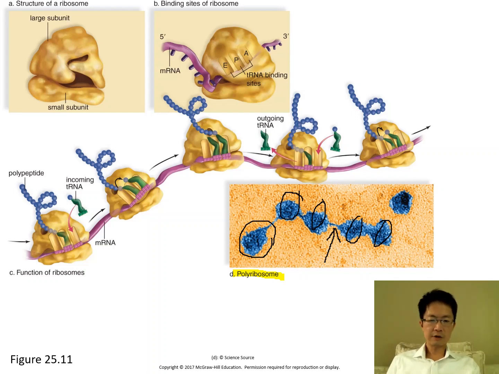So I told you that there are 3 sites on the large subunit. You may not be able to see it, so let me use a different color. So it's the E site, P site, and A site.